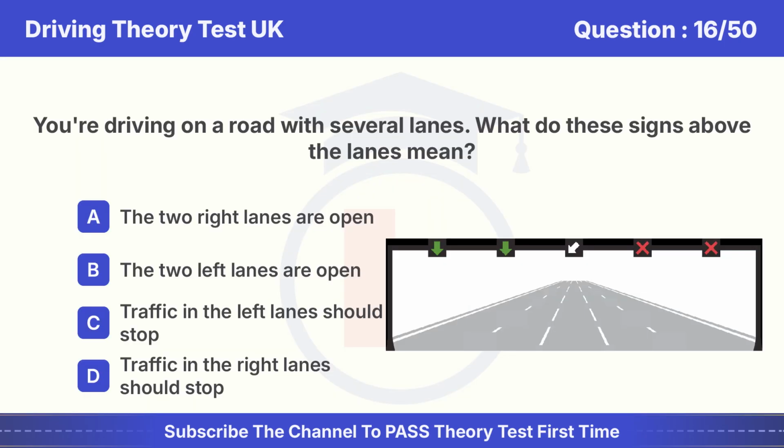Question 16. You're driving on a road with several lanes. What do these signs above the lanes mean? Answer is B. The two left lanes are open.